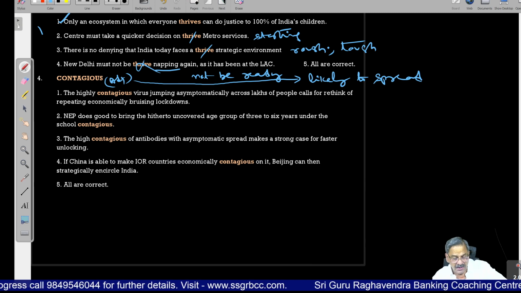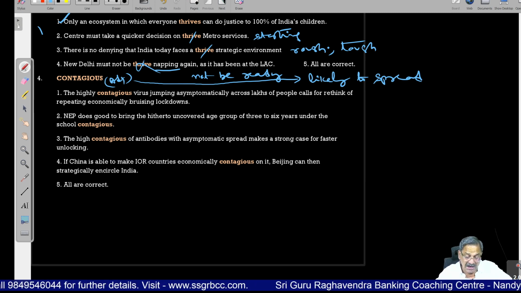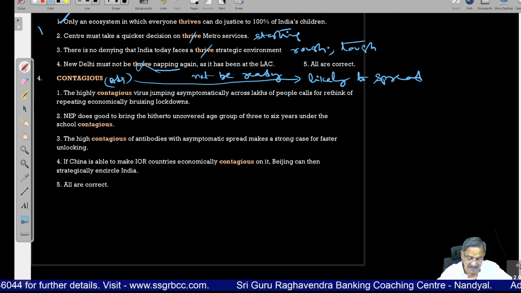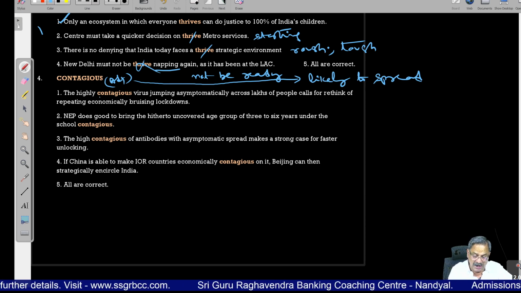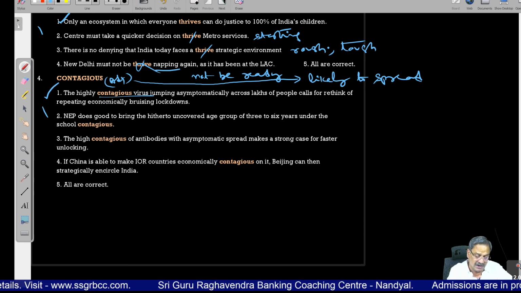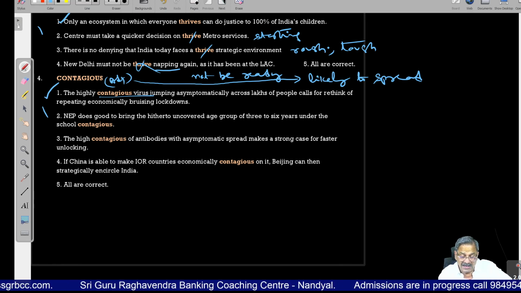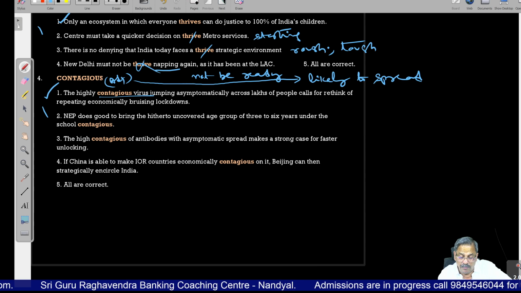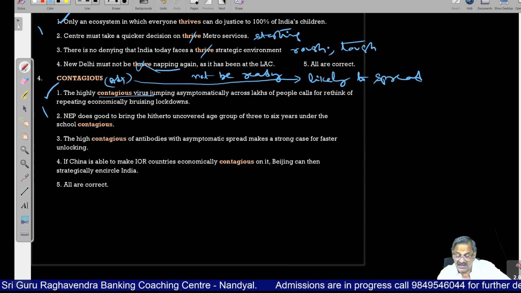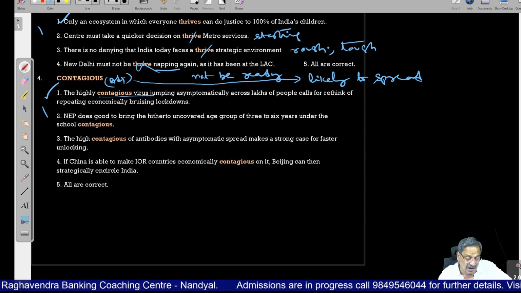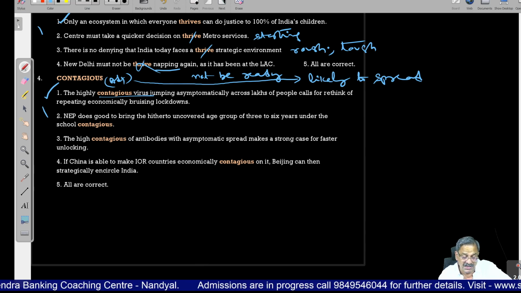The highly contagious virus spread అవుతున్నటువంటి, absolutely correct one. Jumping asymptomatically across lakhs of people calls for rethink of repeating economically business lockdowns.